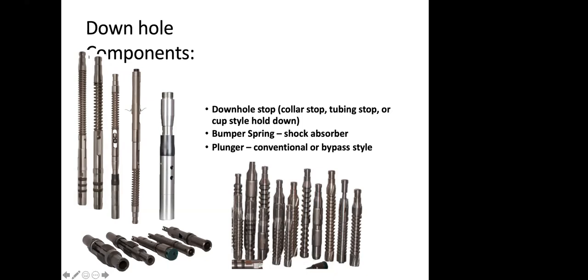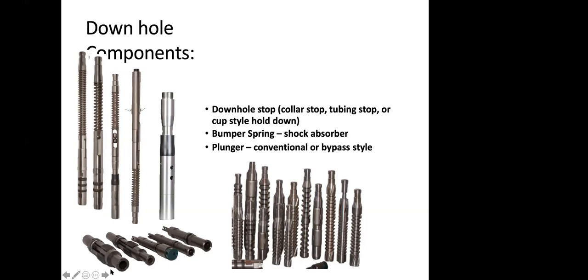So a tubing stop, we can set it anywhere in the tubing string. It actually has little friction slips that'll bite on the ID of the tubing. And then we just latch into that tubing stop with our spring, with a latching device.